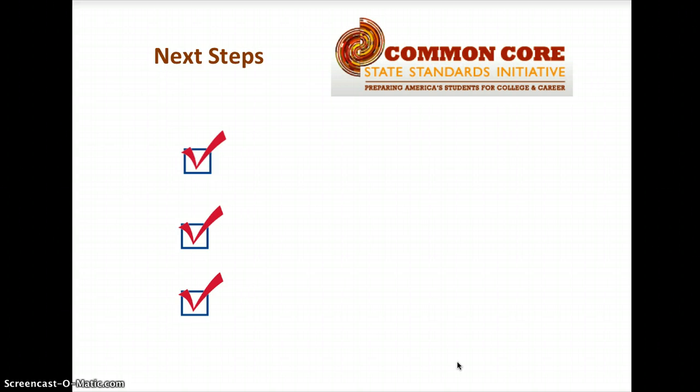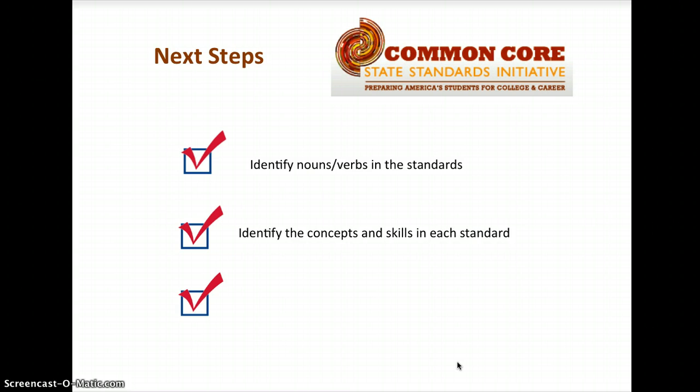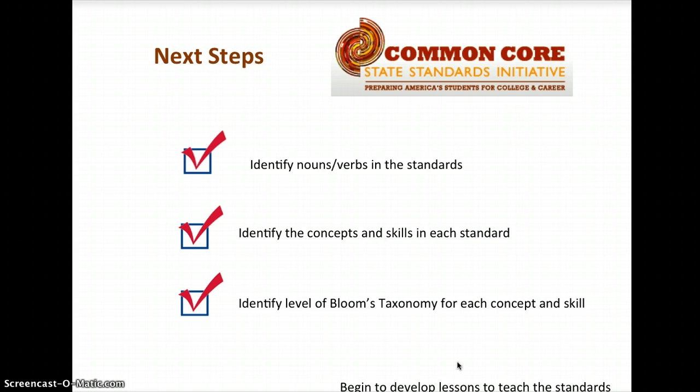So we've gone ahead and we've identified the nouns and the verbs in each of the standards. We've also identified the concept and the skills in each standard that's needed, and also the level of Bloom's taxonomy for each concept. So what's next? The very next thing is to start to develop lessons that teach the standards. And in many instances, especially with the ELA, when they mention technology, this is where we're going to add our technology component.